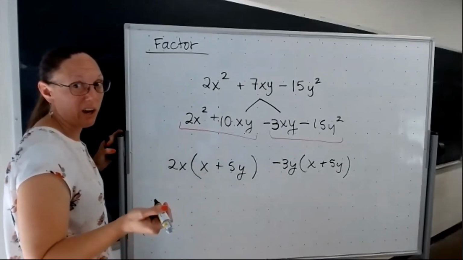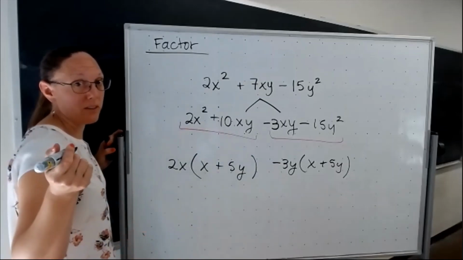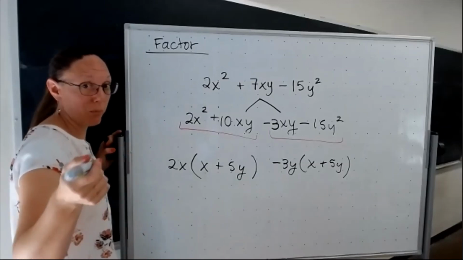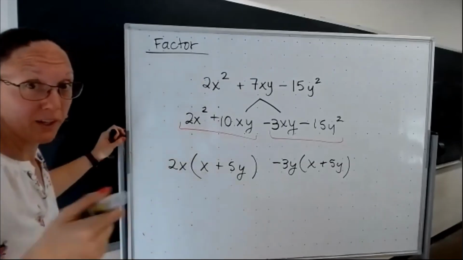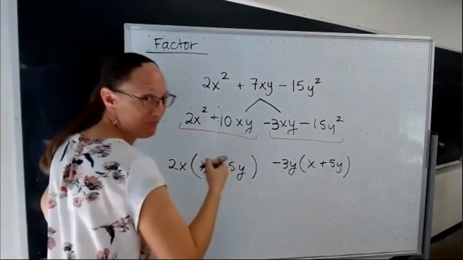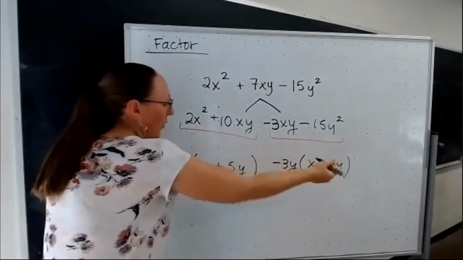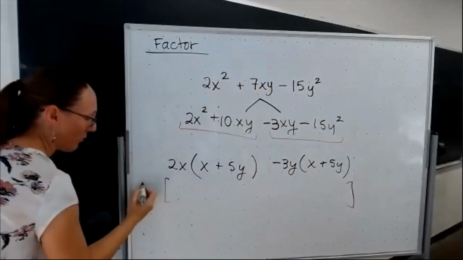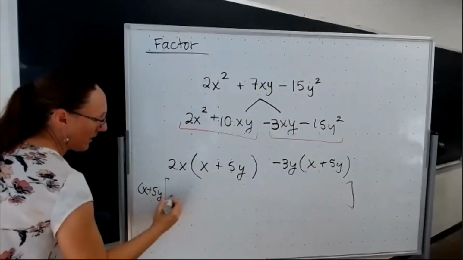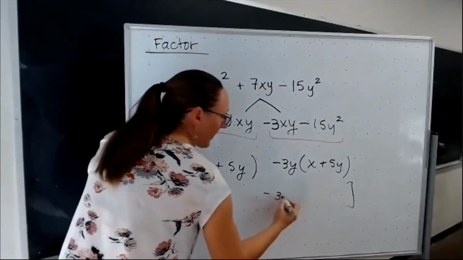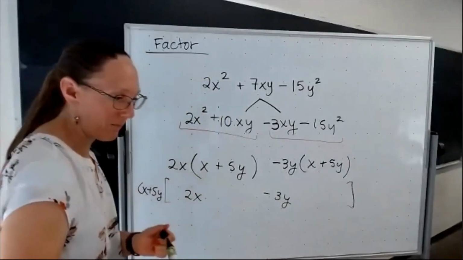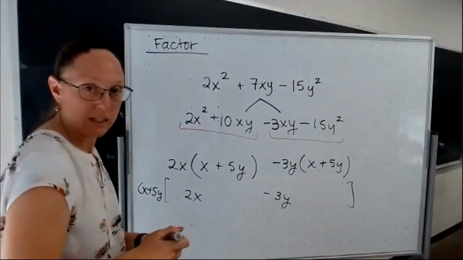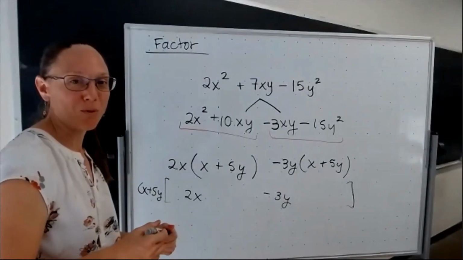Also, I got to give a shout out because Melanie helped me out in the chat, even though I hadn't seen it yet. But thank you, Melanie, for my -3 and 10. So now I can pull out from the entire thing that x plus 5y. And then I'd be left with 2x minus 3y. Is that what we got before? It is what we got before. Sweet.